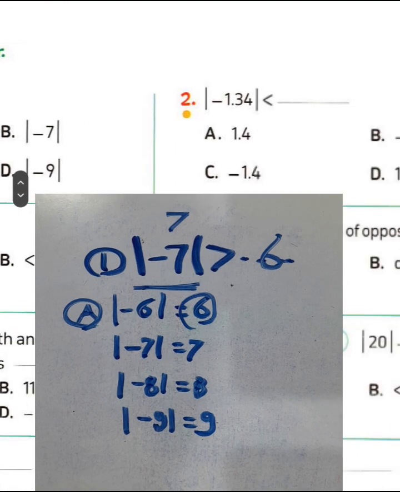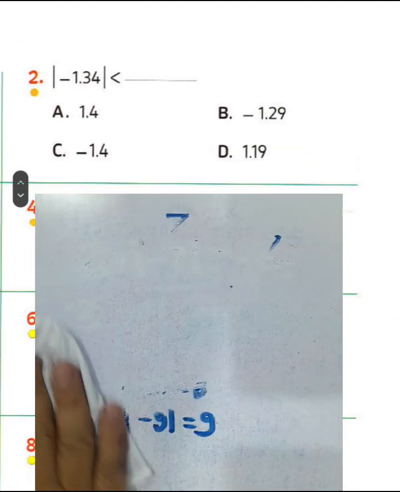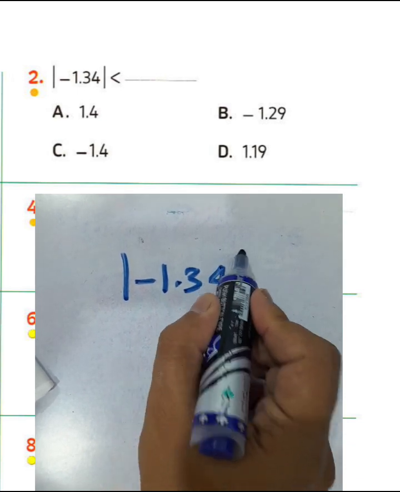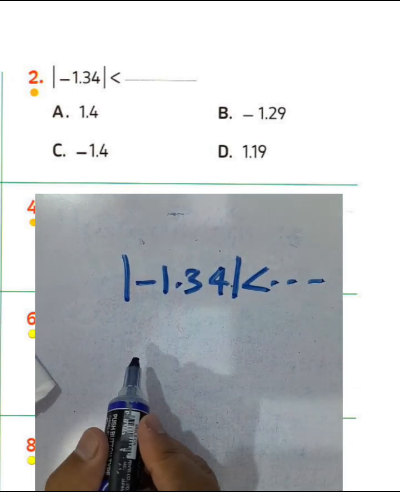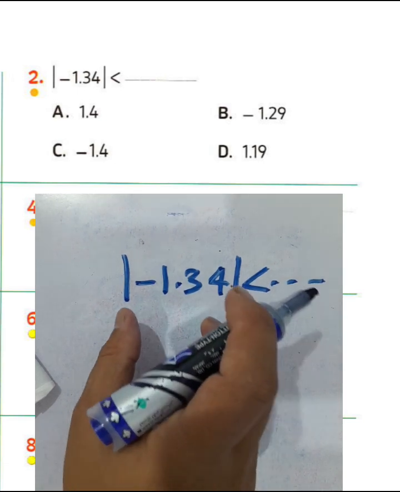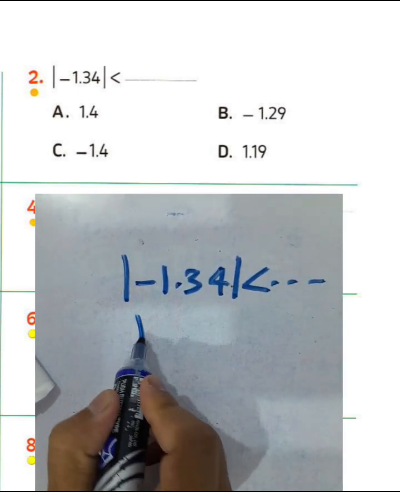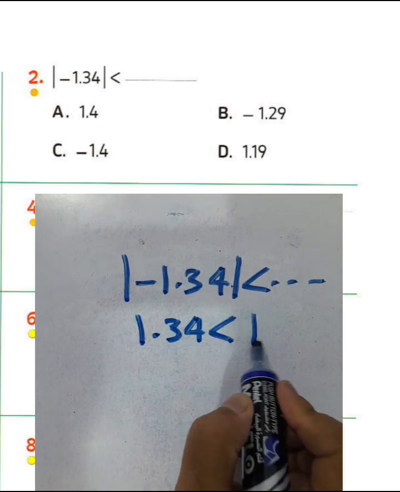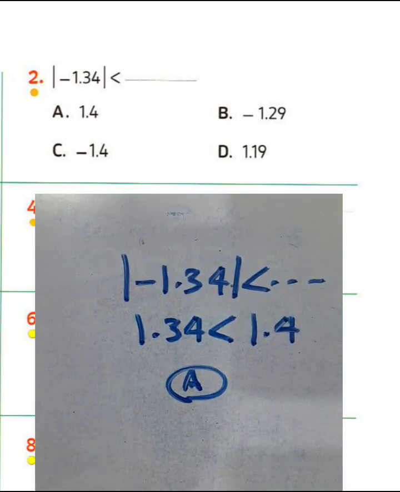Question number 2. The absolute value of negative 1 and 34/100 is less than blank. We must find the result of this number. The absolute value of this number will be 1.34. It is less than what? We want to find the greater number from choices A, B, C, or D. We have 1.34 is less than 1.4. Choose letter A. 1.4 is greater than 1.34.